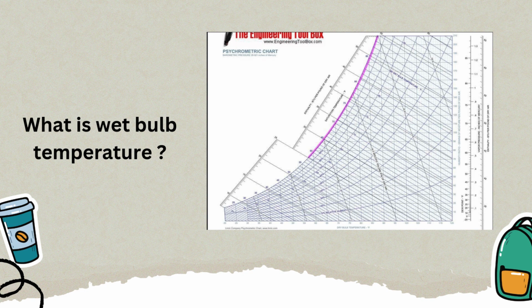Wet bulb temperature is vital for weather forecasting, climate studies, and heat stress assessment, playing a significant role in agriculture by estimating the impact of temperature, humidity, wind speed, and visible and infrared radiation on crops.